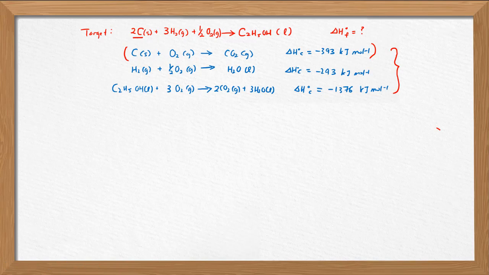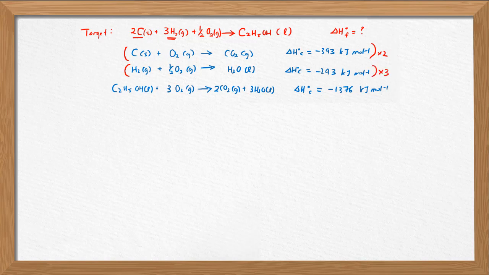We need to multiply by 2 for the whole equation, including the enthalpy. And then after that, we look at the hydrogen in our target. We have 3 molecules of H2. Therefore, for the second equation, the enthalpy of combustion of H2, we need to multiply by 3.